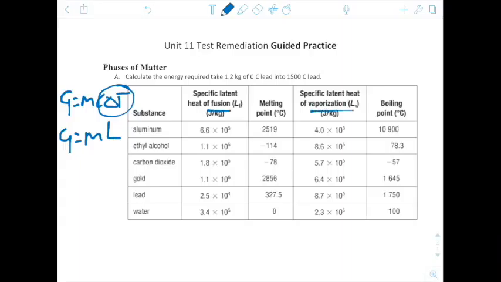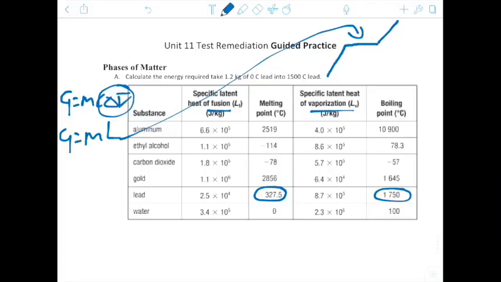Because what our graph is going to do is our lead is going to start off at 0 degrees, and then our lead is going to go up to 327.5, and then it's going to plateau out. Well, that plateau is where it's changing phase. We use the Q equals mL when there's no temperature change, and then it's going to go up again to 1500 degrees, which is just below boiling point, and so we'll use the Q equals mc delta T. So we're going to use this equation twice, once there and once there, and we'll use the Q equals mL when it just is changing phase.